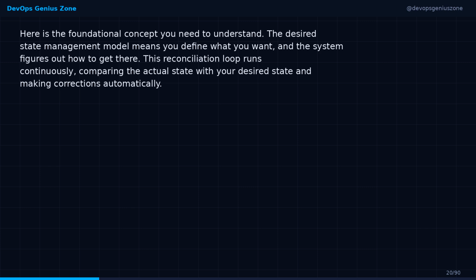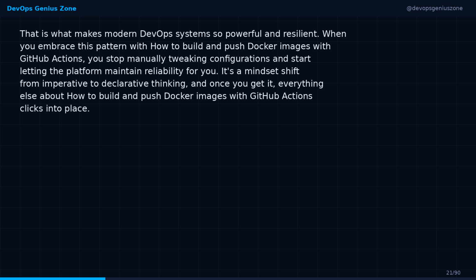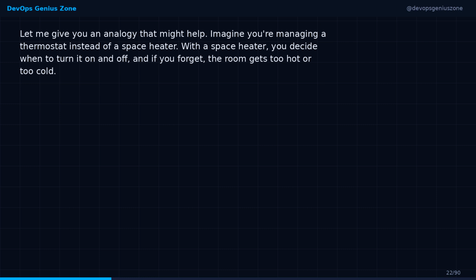When you embrace this pattern with how to build and push Docker images with GitHub Actions, you stop manually tweaking configurations and start letting the platform maintain reliability for you. It's a mindset shift from imperative to declarative thinking, and once you get it, everything else about how to build and push Docker images with GitHub Actions clicks into place. Let me give you an analogy that might help. Imagine you're managing a thermostat instead of a space heater.